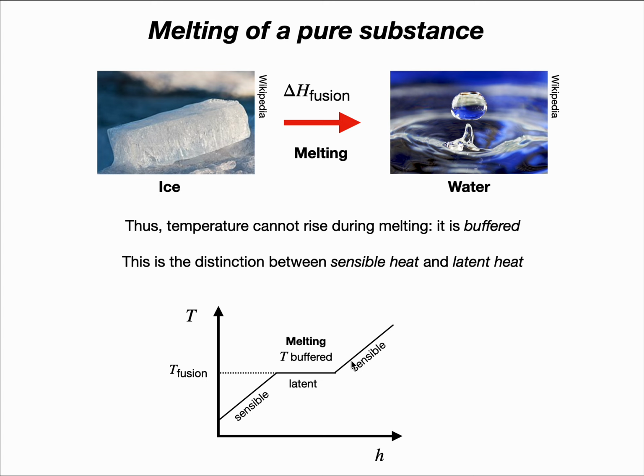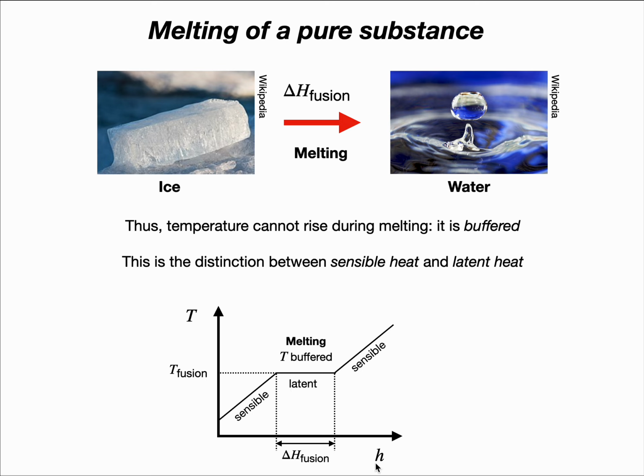So we make the distinction here between sensible heating, which happens when the material is not going into a transformation, and the latent heat, which is the latent heat of the transformation. So we go from sensible heating in the solid ice, latent heating during the phase transformation, and sensible heating again if you keep adding, increasing the enthalpy of the liquid material.